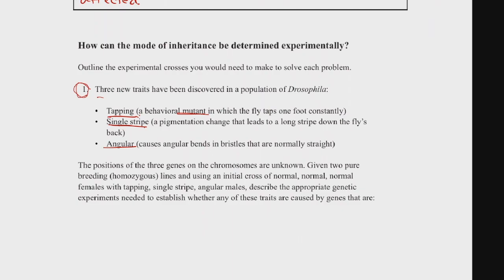Given two pure breeding, homozygous, lines and using an additional cross of normal females with tapping, single stripe, and angular males, describe the appropriate genetic experiments needed to establish whether any of these traits are caused by genes that are autosomal or sex-linked.